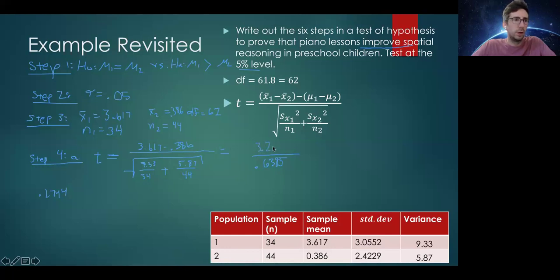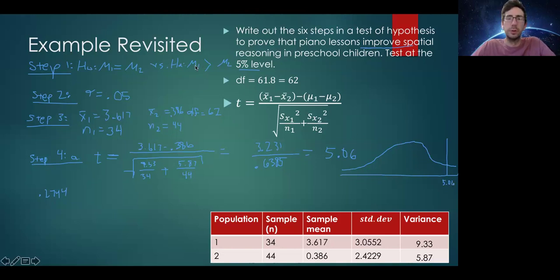And the difference between our sample mean 1 and sample mean 2 is 3.231. So if we divide that by 0.6385, we get a pretty large number, 5.06. Just to remind everyone, here's our t value, 5.06.